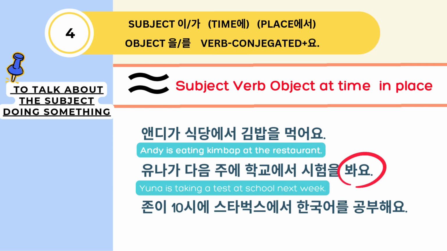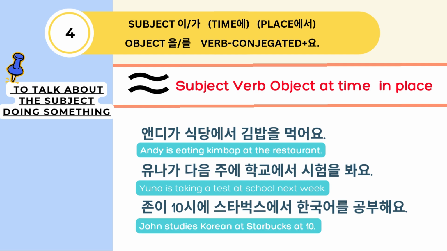Verb, 봐요, is taking. 존이 10시에 스타벅스에서 한국어를 공부해요. John studies Korean at Starbucks at 10. Subject, John. Time, 10시에, at 10. Location, 스타벅스에서, at Starbucks. Object, 한국어를, Korean language. Verb, 공부해요, studies.